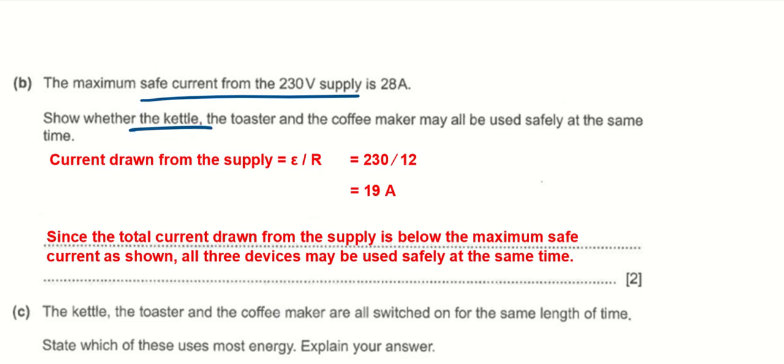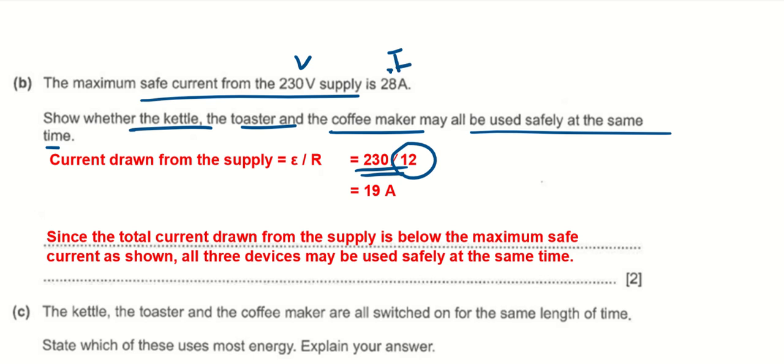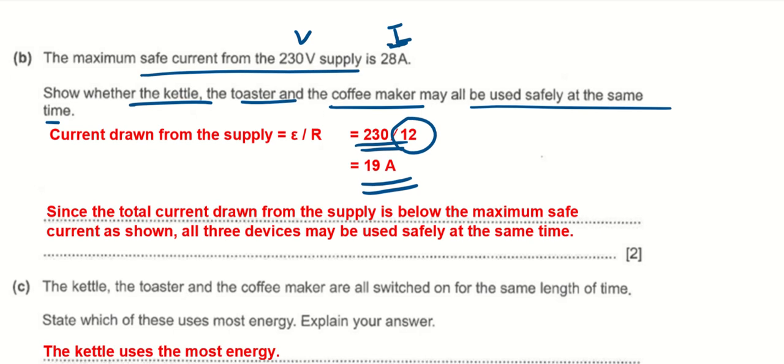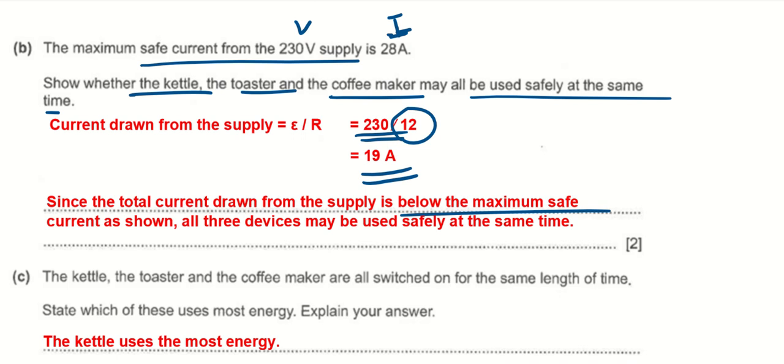Show whether the kettle, the toaster, and the coffee maker may all be used safely at the same time. When all are used at the same time, the effective resistance is 12. We have 230 volts, and if it's divided by the total resistance, we get 19 ampere. Since the total current drawn from the supply is below the maximum safe current, all three may be used safely at the same time. This is what I'll be drawing if all three are used, while the maximum safe current from the supply is 28. So yes.